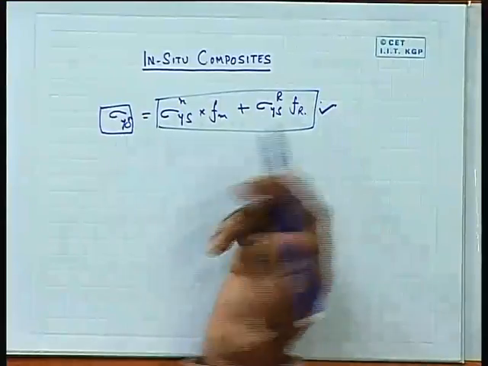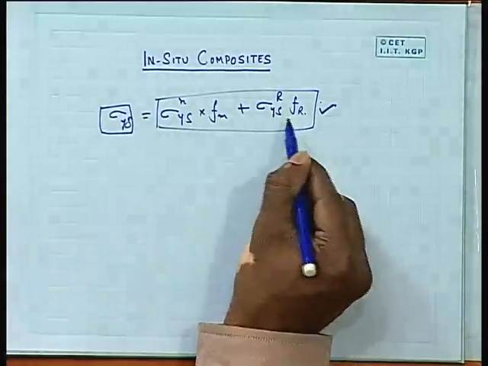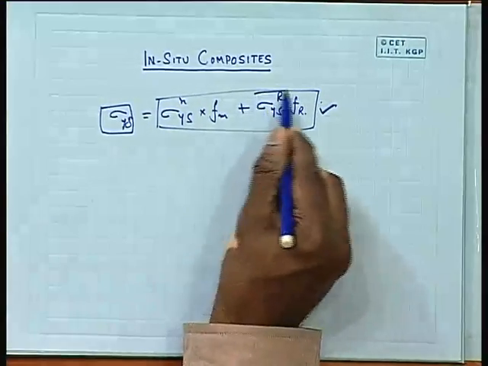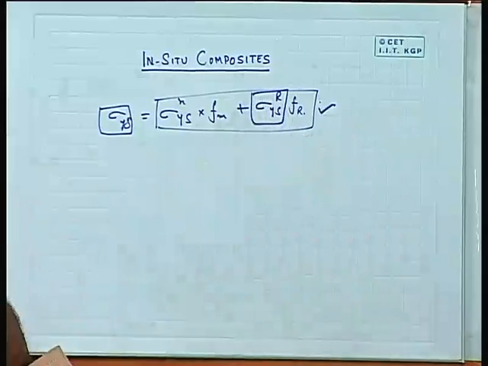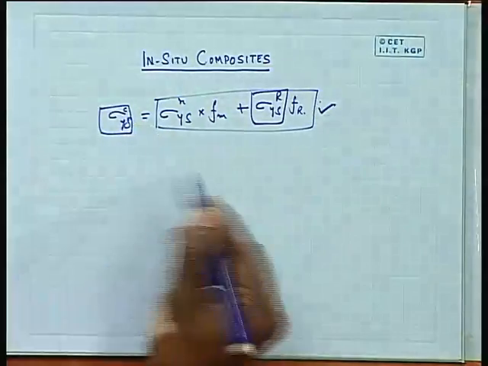And hence, as you can see, when compared to a normal pure metal, when you add reinforcement particles, because the yield strength of the reinforcement particles is much higher, because they are all ceramics and their strength levels are very high, the strength of the composite is going to be higher. So this is what we expect.